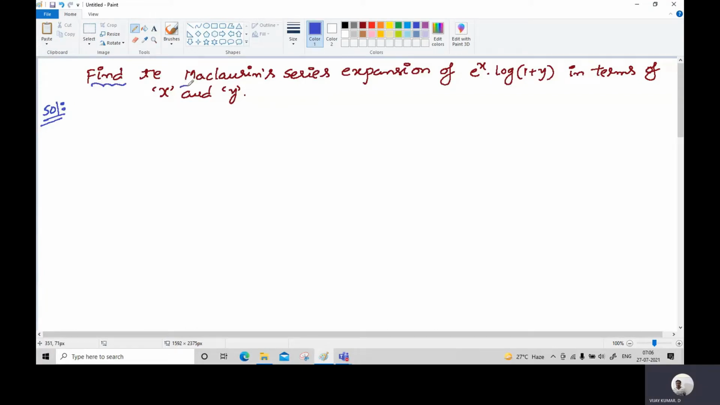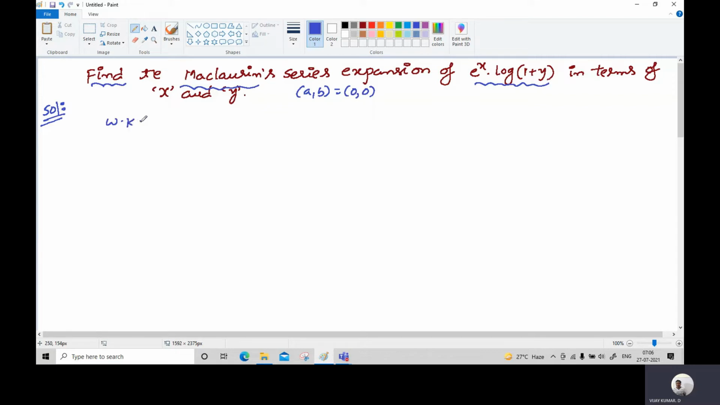This is another example on Maclaurin series expansion of the function e power x into log of 1 plus y. Okay, this is the given function in terms of x and y. Of course, you know that Maclaurin series gives the expansion of the function in terms of x and y only. So it means that we have to take the point as (0, 0) in Taylor's.